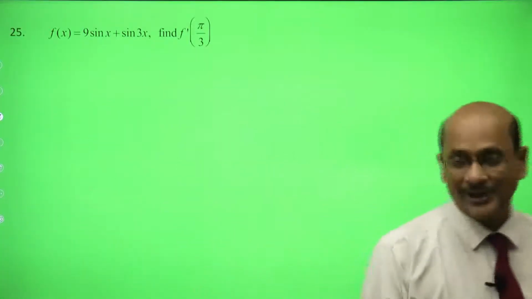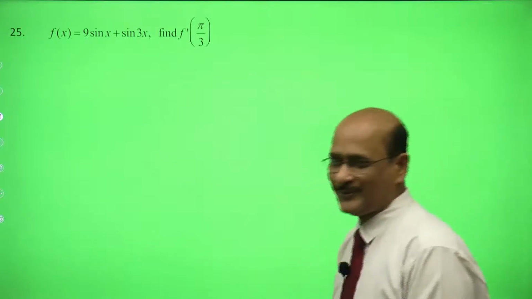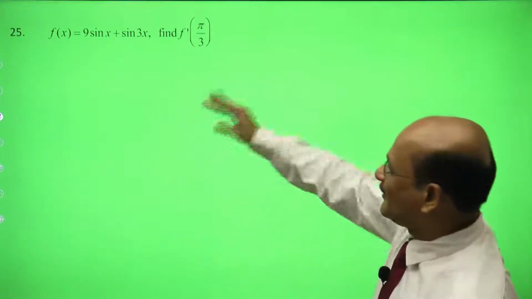Okay, next question comes up here. Sometimes you are taken by surprise. So anyway, now here I am not that surprised with the sum, but definitely some surprise with the presentation. Question says f(x) is 9 sin x plus sin 3x, find f dash pi by 3.